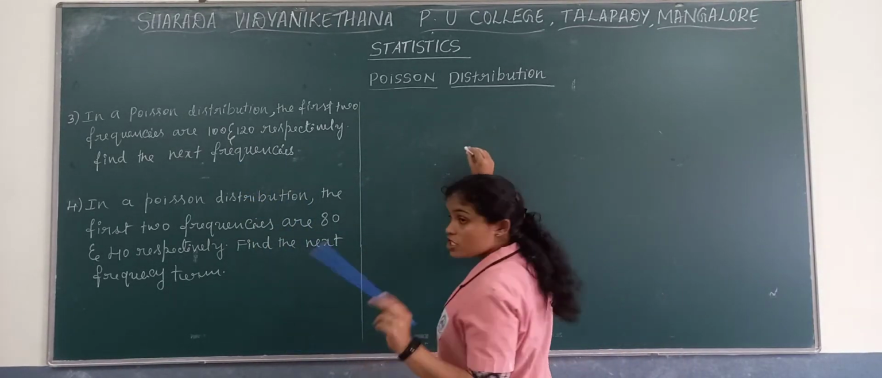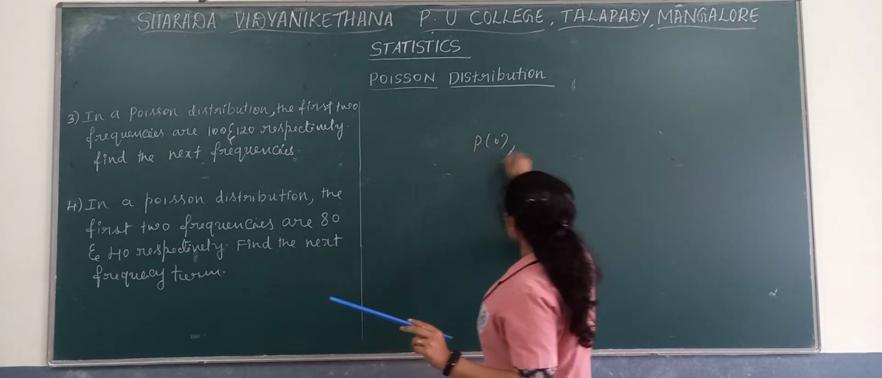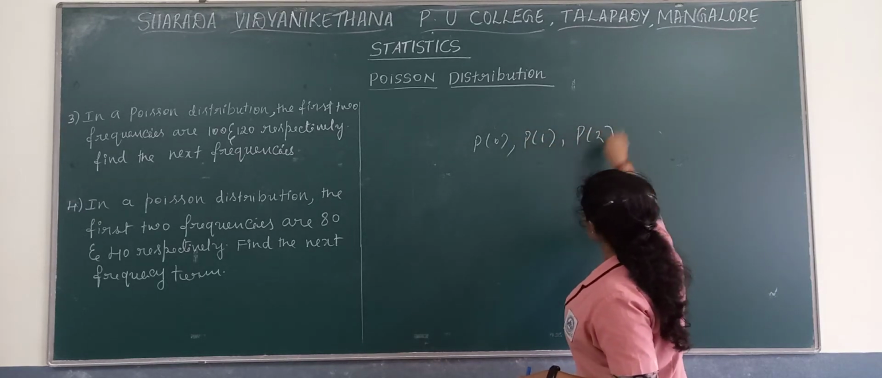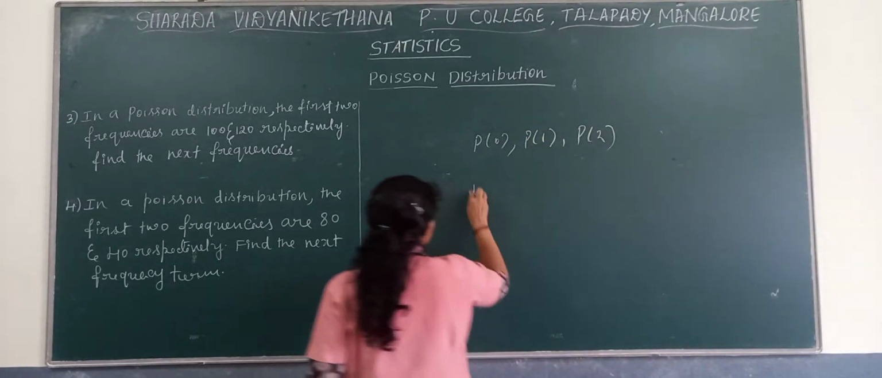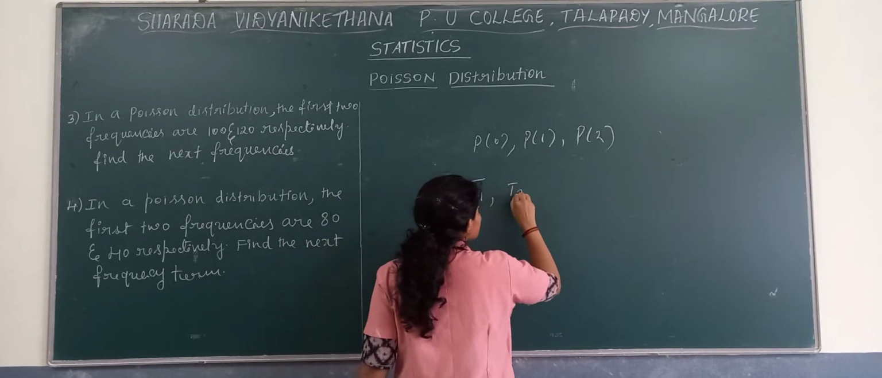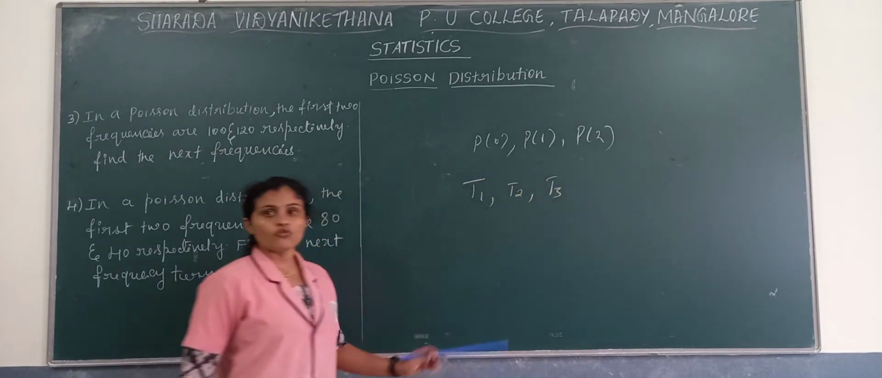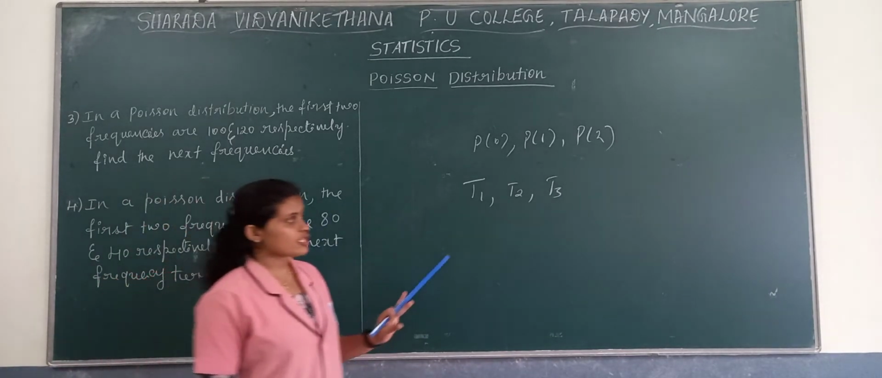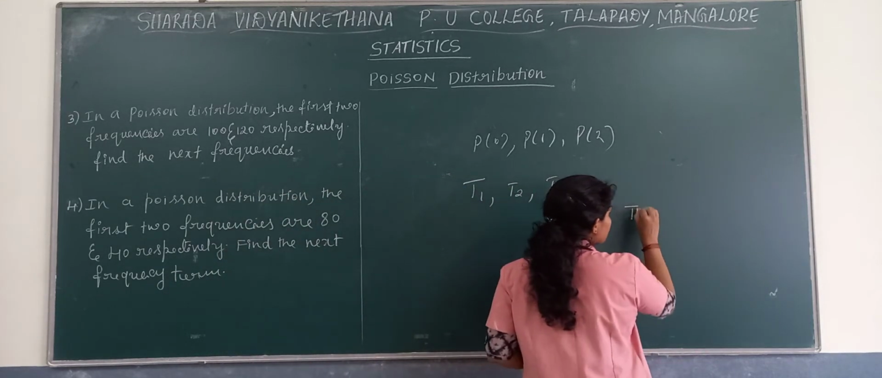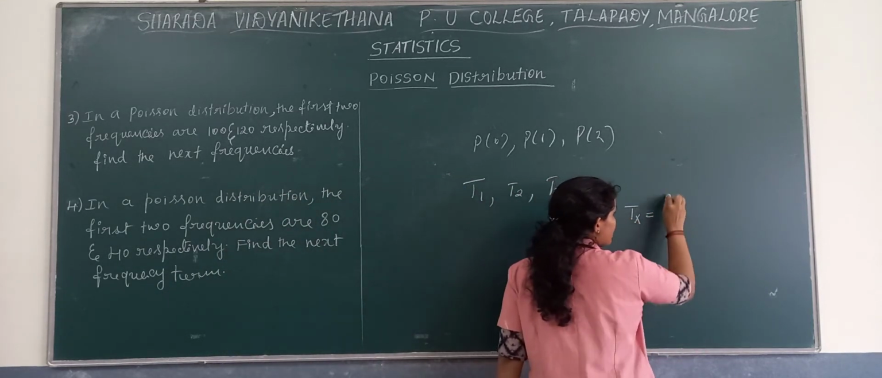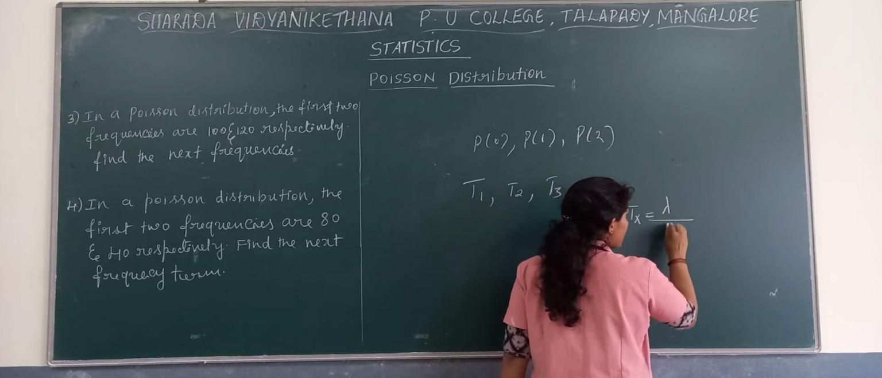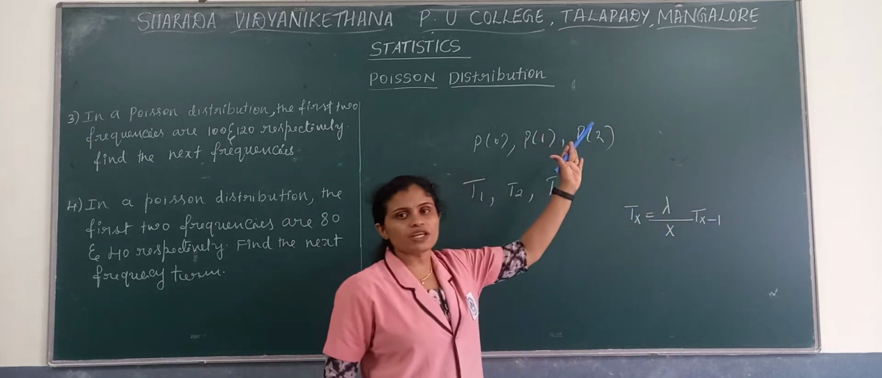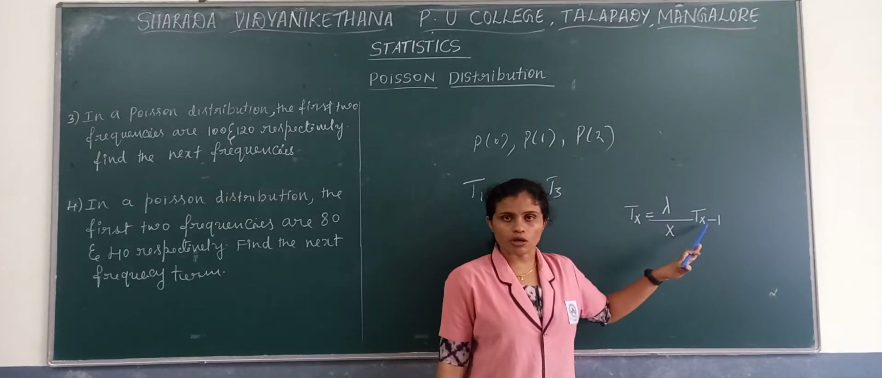Now, the first probability term we write as P0. The probability terms are P0, P1, P2, and the frequency terms are T1, T2, T3. These are frequency terms. There is one separate formula to find the frequency term. The formula goes like Tx is equal to lambda divided by x into Tx minus 1. X minus 1 means the previous term. Whatever answer you get, you have to add here.